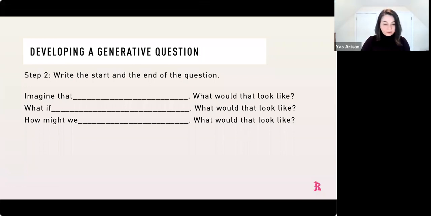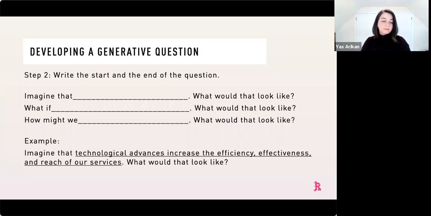And I will show you an example of what I've done. In my example, it's: imagine that technological advances increase the efficiency, effectiveness, and reach of our services. What would that look like? Straightforward plugging in, not too complicated. What I would like you to do, if you're comfortable with this, is a before and after. So in the chat, would you please post your current question as you have it right now?